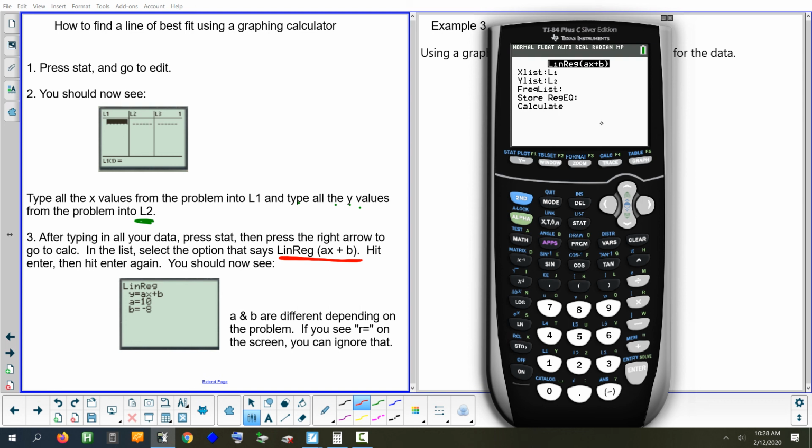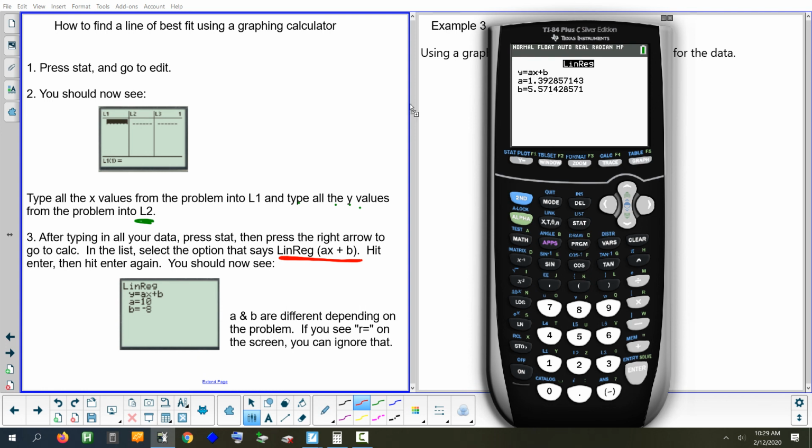When you press enter, I'm going to do it on mine, you should see something like that. A equals, B equals. How many people's says A equals 1.39? Mine says error. Mine says syntax. All right, I'll help you after. 857. How many people got 5.57 for B? If you did it perfect.